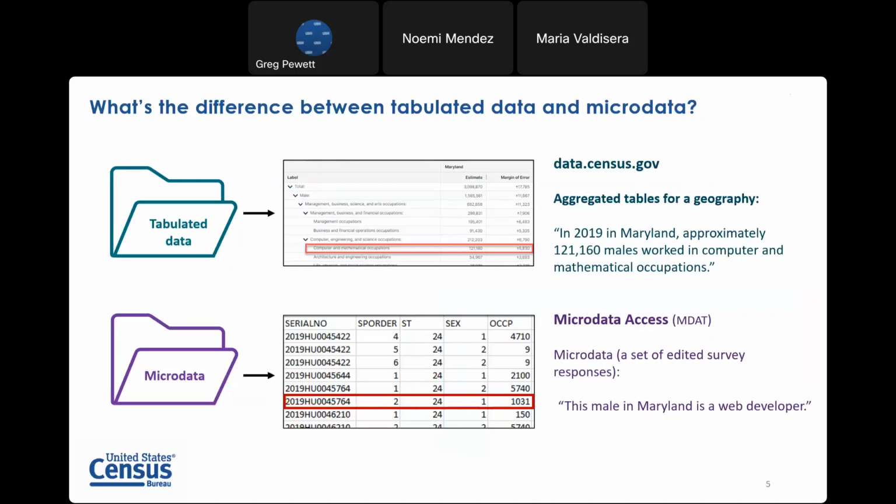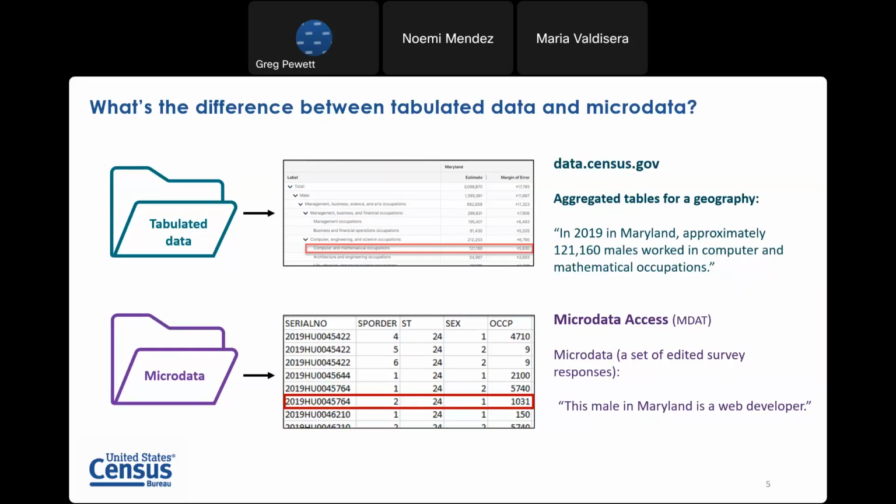So continuing on with those differences between the tabulated data on data.census.gov and the Microdata Access Tool, we can see here that data.census.gov uses aggregated data tables for a given geography, while the microdata instead uses a set of edited survey responses that provides more detail on an individual level.